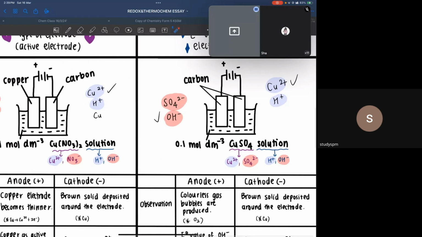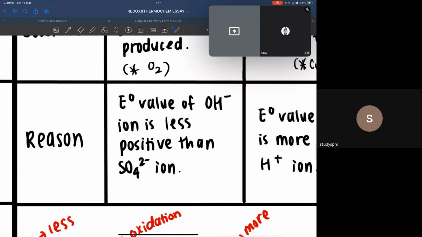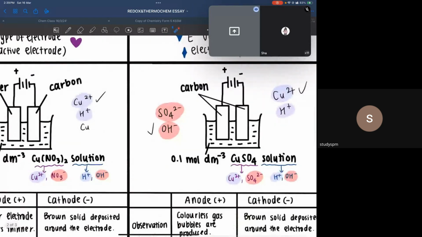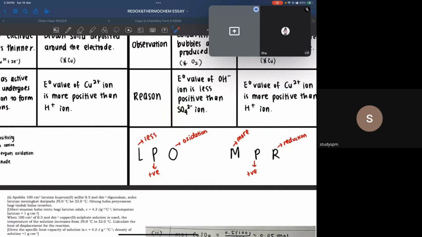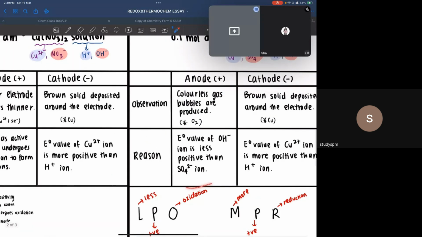What's the reason? This is the E-value factor. So you need to use the E-value again for your reason. This is where you can get the mark, where you can impress the examiner.